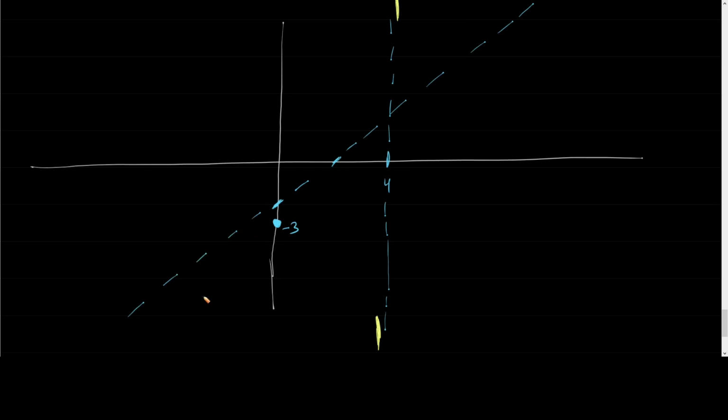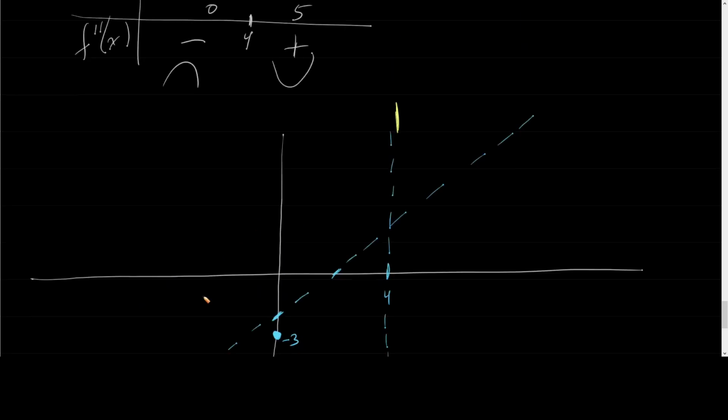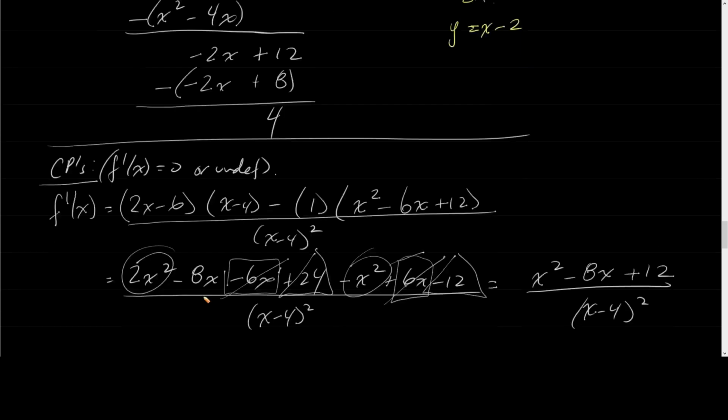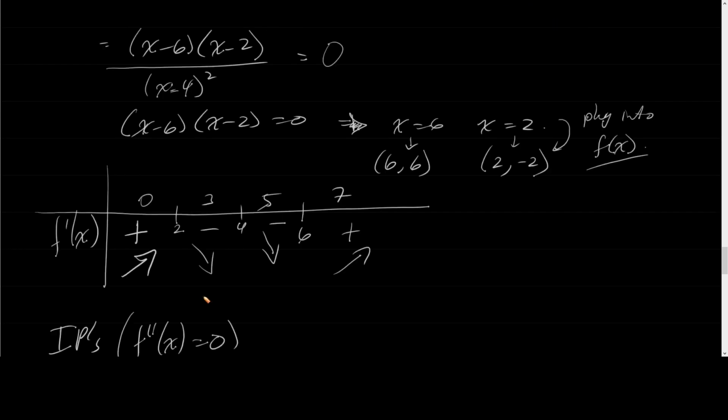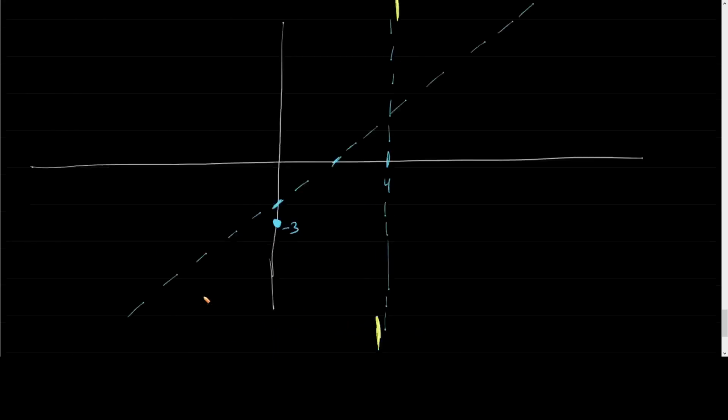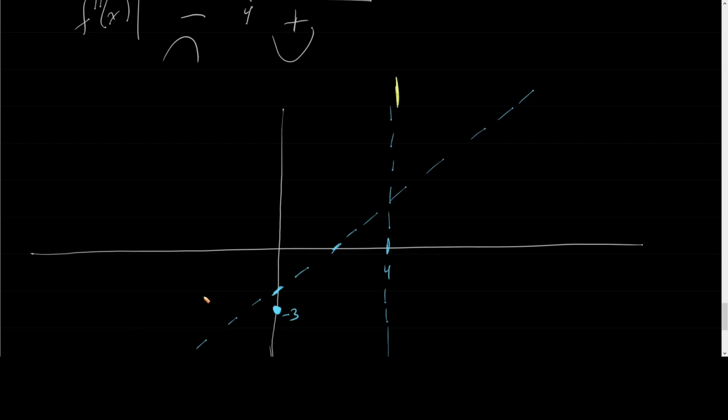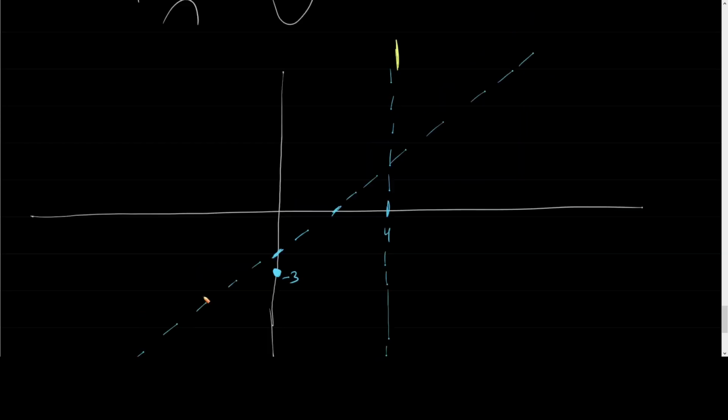All right. So we got our vertical asymptote. We got our slant asymptote. What happened after the slant asymptote? We've got critical points, and we had them at (6, 6) and (2, -2). So (6, 6). Let's say it's around there. And then (2, -2). So around here.